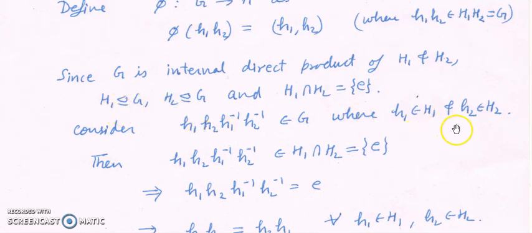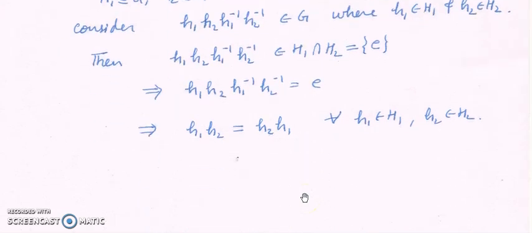Suppose I take H1 in H1 and H2 in H2, then consider this element H1 H2 H1 inverse H2 inverse. Now because H1 is normal in G, so H2 H1 inverse H2 inverse will belong to H1, and H1 is also in H1, so this whole element will belong to H1. Similarly, H2 is normal in G, so H1 H2 H1 inverse is in H2, and H2 inverse is in H2, so the whole element will be in H2. So this H1 H2 H1 inverse H2 inverse will be in H1 intersection H2, which is identity because of internal direct product. So this is identity, meaning H1 H2 is equal to H2 H1. So any element of H1 and H2 will commute.